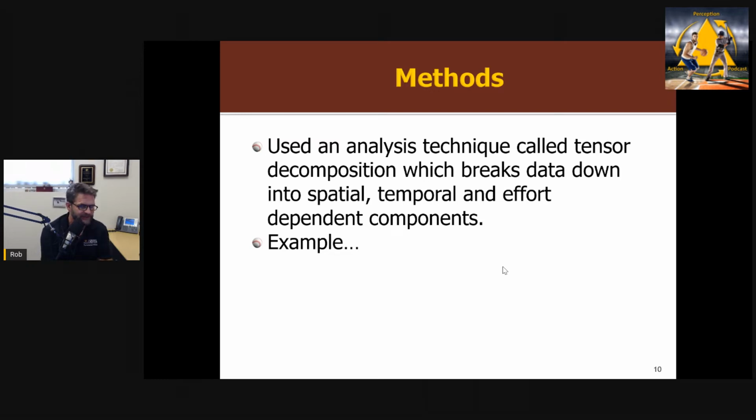They broke it down into a spatial component. So what muscles were most active, right? They broke it down into a temporal component. When did the highest EMG activity occur in those phases, right? Did it occur in the stride phase, the follow through, etc.? And then they looked at how these things varied as a function of effort, right? So this tensor, as they call it, has these 3 parts to it.